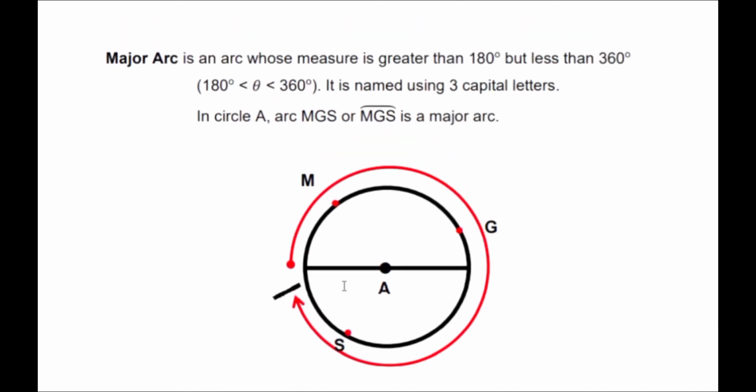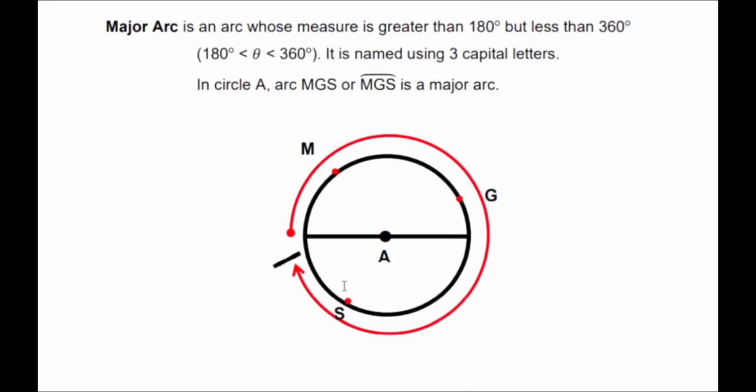And then we have the major arc. It is an arc whose measure is greater than 180 degrees but less than 360 degrees. So it is named also using three capital letters. So in this circle, we have the arc MGS as the major arc. So it measures greater than 180 and less than 360 degrees. It is a major arc.